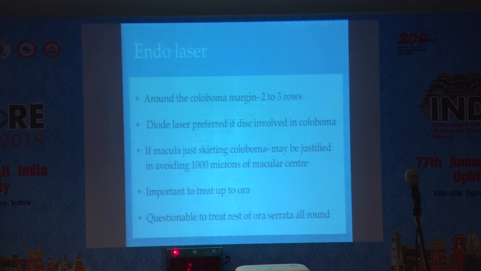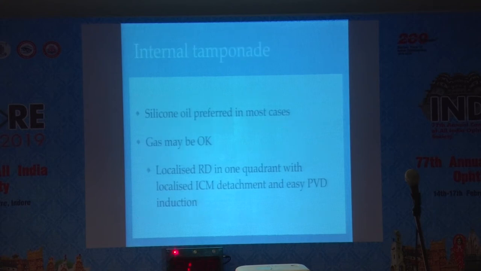It means you go along the coloboma margin, and where it hits the ora, you go along the ora as well, because in eyes which are microphthalmic, the ora is closer to the limbus than in normal eyes. So however anterior you make the sclerotomy, there's always a risk the vitreous pull can actually pull on the retina and cause peripheral dialysis. And hence you need to treat the entire ora. Internal tamponade is preferred with silicone oil.